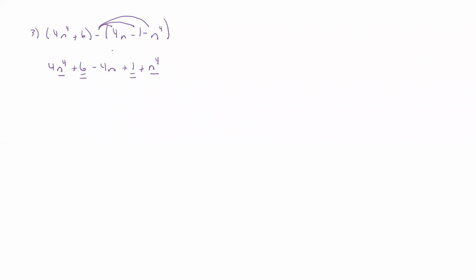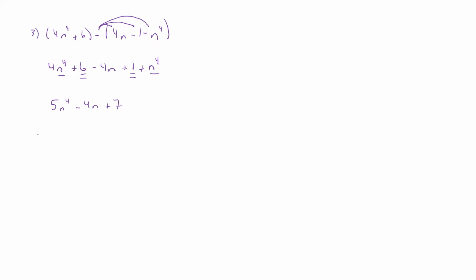Now remember, if we want this in standard form, we want the highest degree first, so that's going to be the n to the fourth. So 4n to the fourth plus 1 n to the fourth is going to give us 5n to the fourth. Then n's are next, so minus 4n, because there's nothing else to add or subtract from it. And then 6 plus 1 is 7. That's going to be our expression when we get done adding this binomial and this trinomial together.